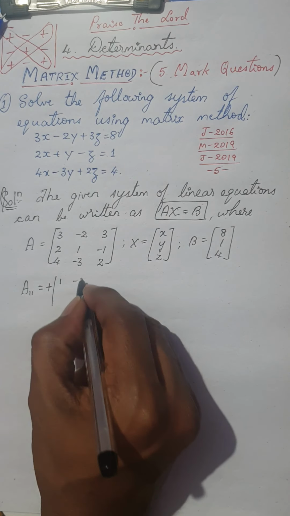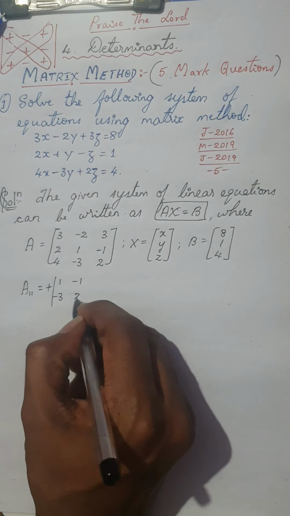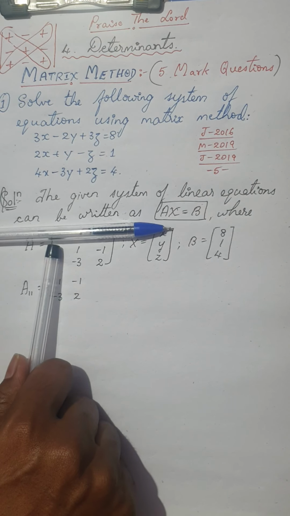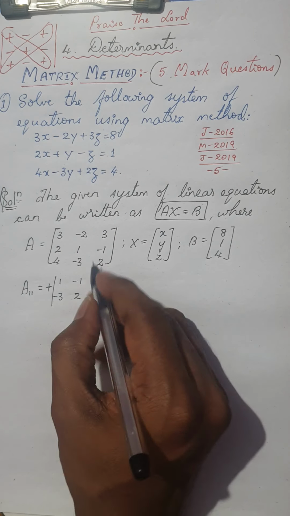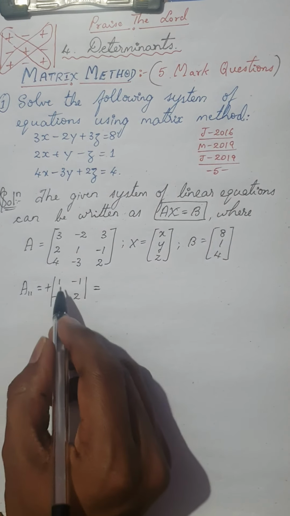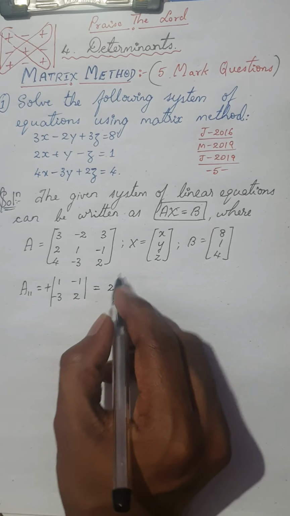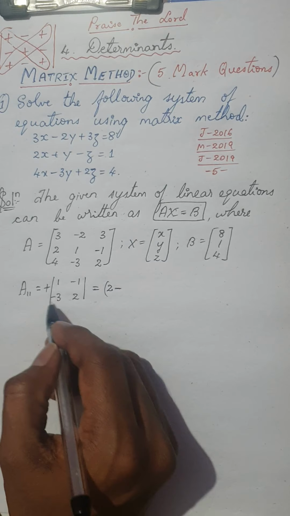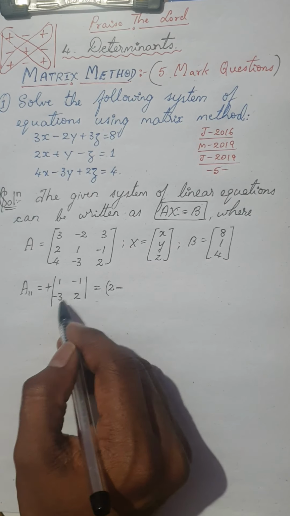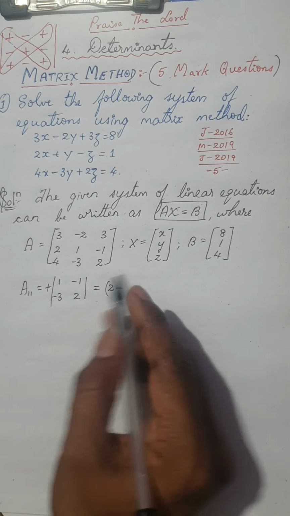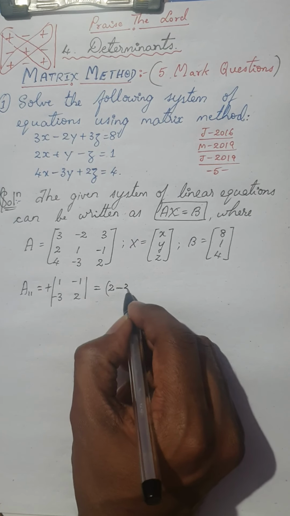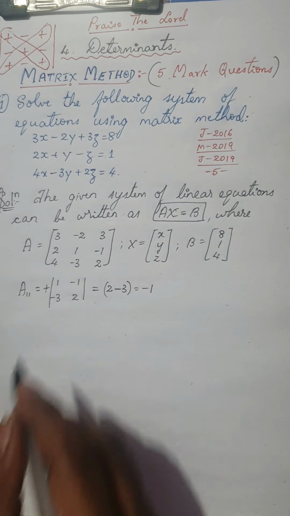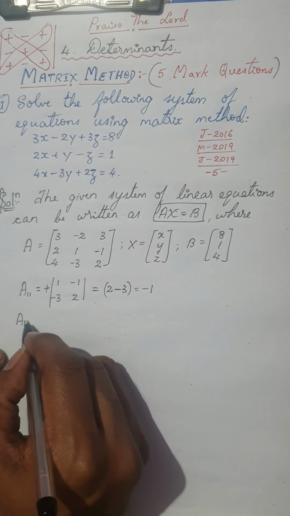So I'll get 1, -1, -3 and 2. If you take away that element's row and column, you will get 1, -1, -3 and 2. Now you expand this. This is nothing but 1 into 2, which is 2, minus, remember in between is minus, -3 into -1, which is 3. You know how to expand the 2 cross 2 determinant. So 2 minus 3 is -1. Is it clear? Next, A11 is over, now A12.